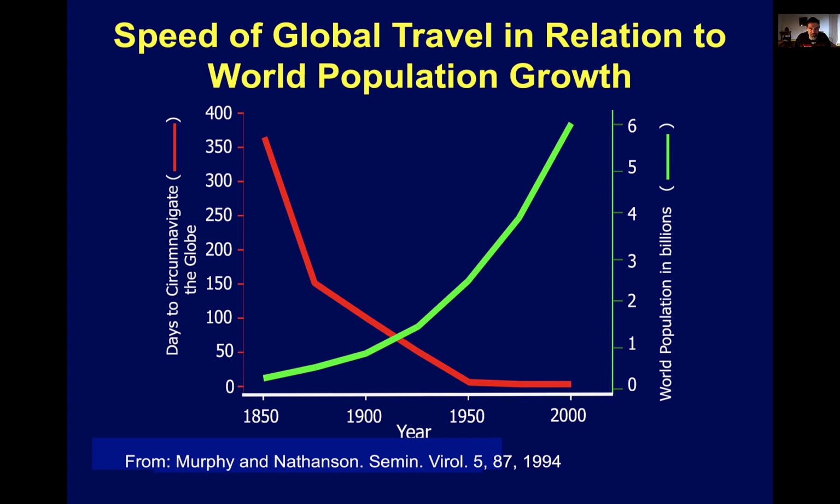And also at the same time, the population growth has been exponential. And so these two things combine to make it possible for someone with an infectious disease to travel pretty much anywhere in the world within an incubation period of most infectious diseases, allowing the possibility for spread and seeding epidemics in places where they hadn't occurred in the past.